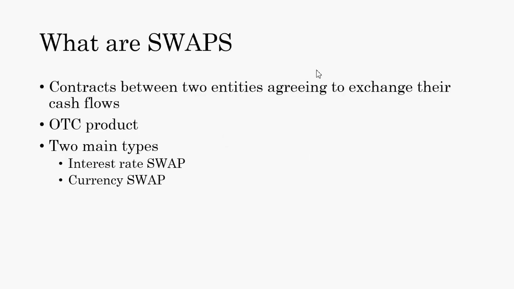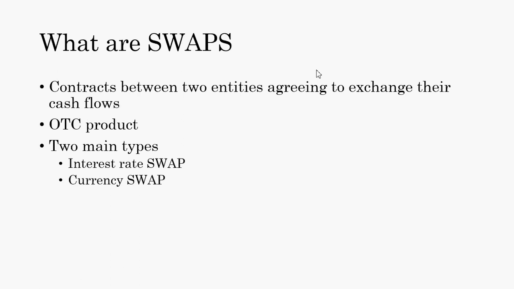Hello. In this video, we are going to look at a type of derivative contract called swaps. Now, what is this swap? Just like any other derivative, this is also a contract between two entities where those two entities agree to exchange the cash flows between them for a particular period of time.